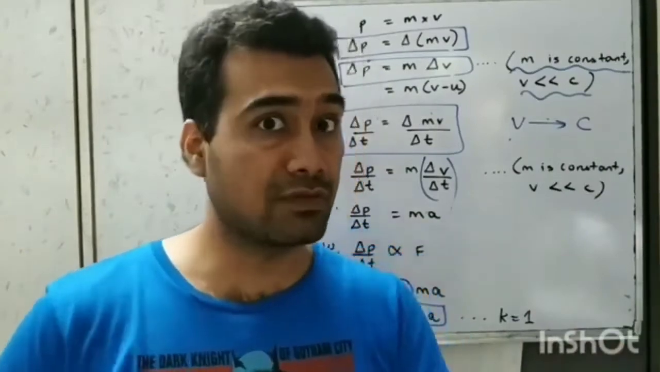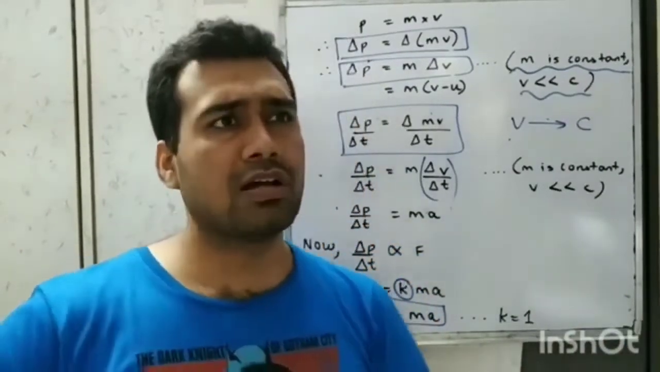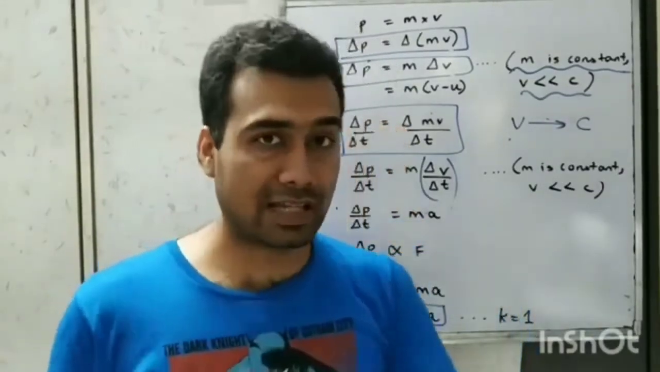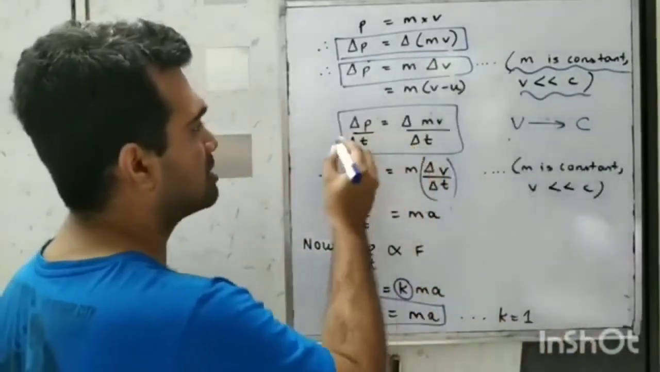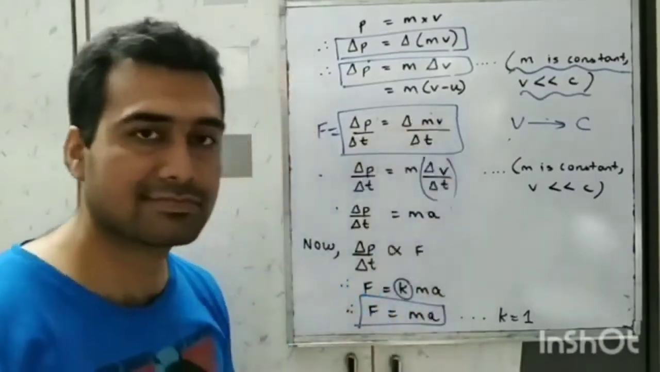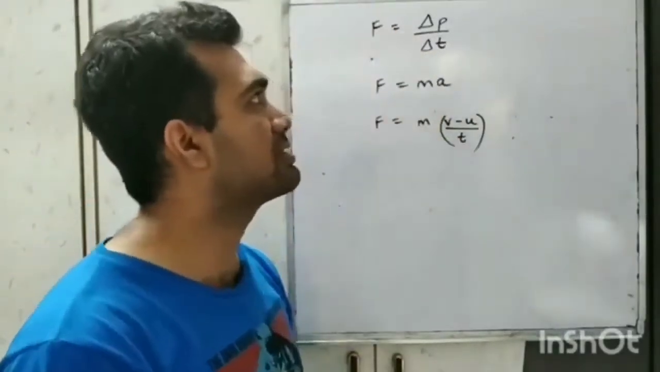But this is not universally true. If you remember, I have made two assumptions. So if you want the true equation without any assumptions, according to Newton's second law, then it would be this one. Or you can replace this with F. So F is equal to delta mv upon delta t. What is the use of this Newton's second law? Now this is the general form of Newton's second law of motion.